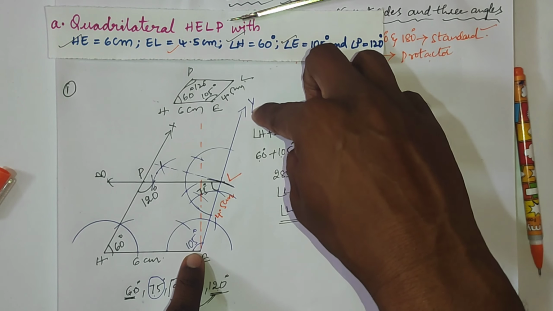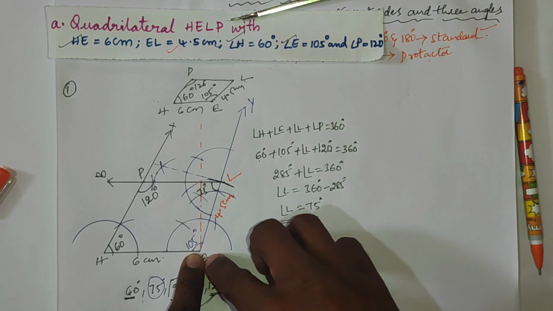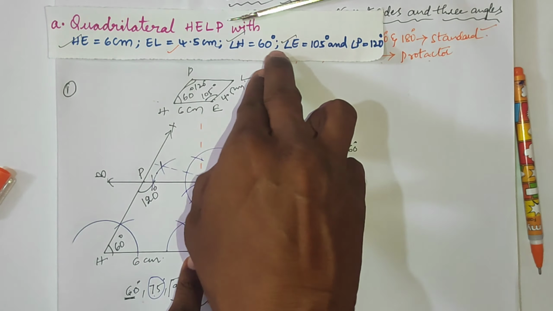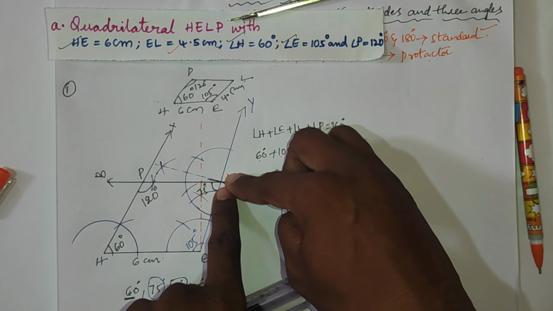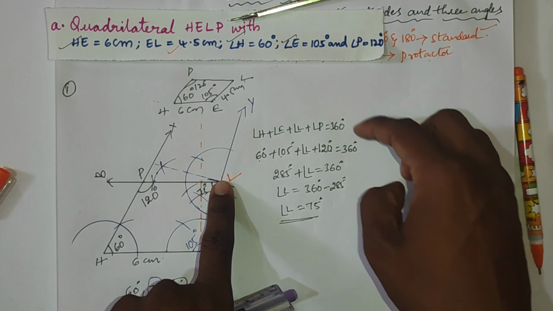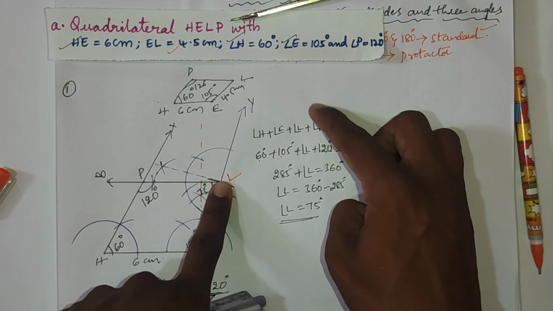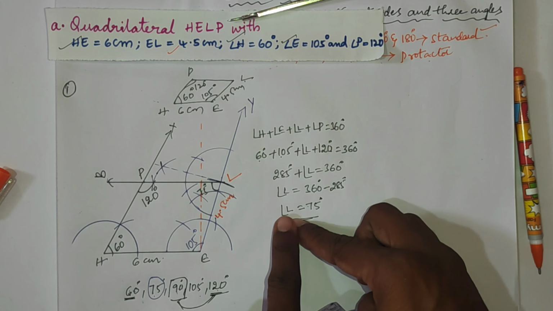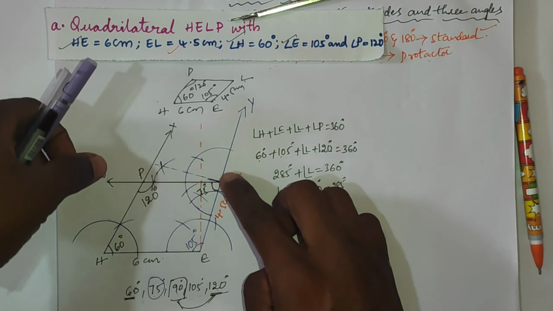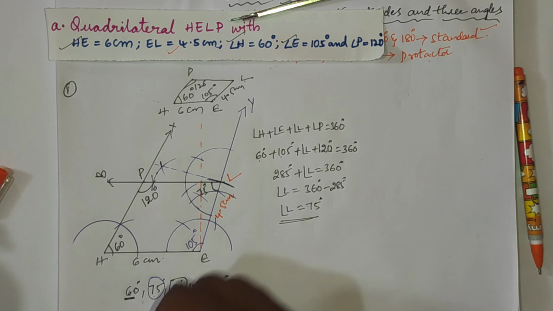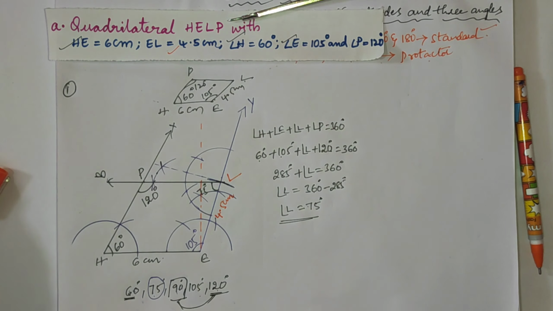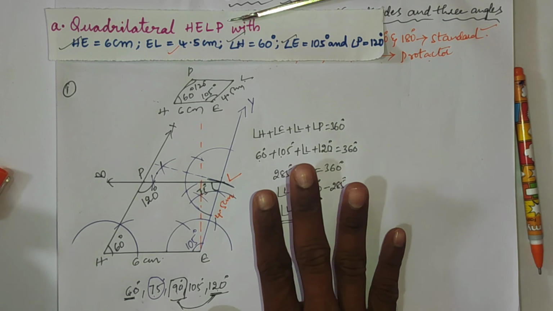Then we got the H to E, and we cut this E to L as given, E to L given as 4.5 centimeters. So we don't know angle L, right? With the property that the sum of angles of a quadrilateral is equal to 360, we got 75 degrees. And we got 75 degrees, we joined L to P. We got the required construction of HELP. Okay, this is about the first question.